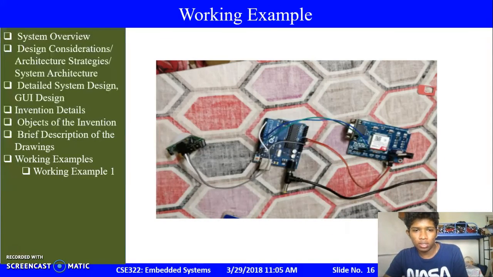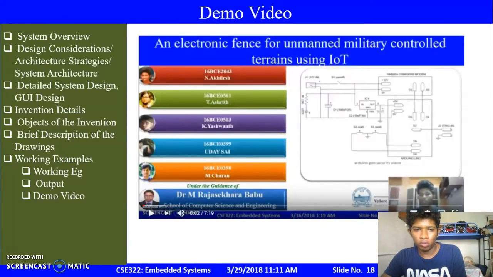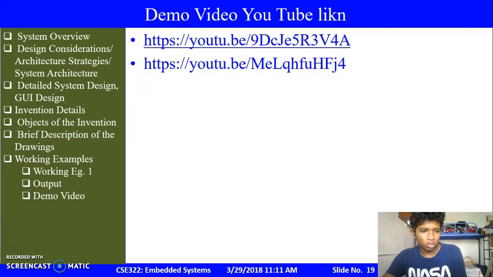Whenever something is present and detected, you can see a small wire over there, like an extension to the Arduino, but that is the power supply adapter connected to the power source. In this way, you get an output like "intruder has been detected", for the registered number, at that particular time. This is a screenshot of that output, and this is a basic demo video, of which just a screenshot has been placed over here. These are the links for the demo videos, and I will also explain the code in the next video.